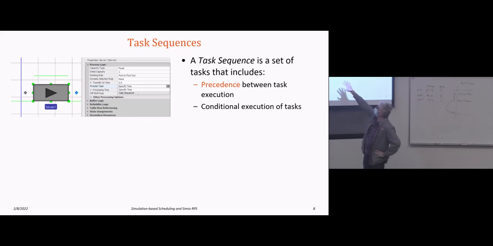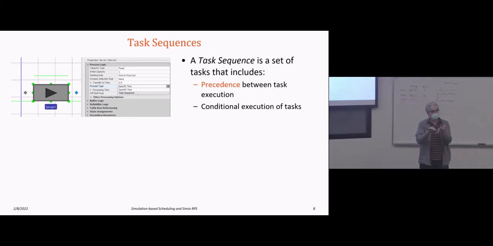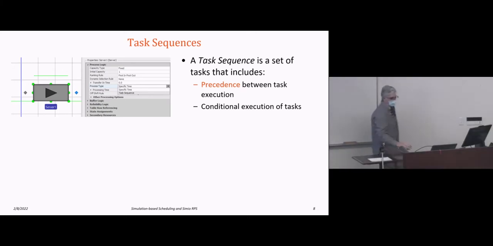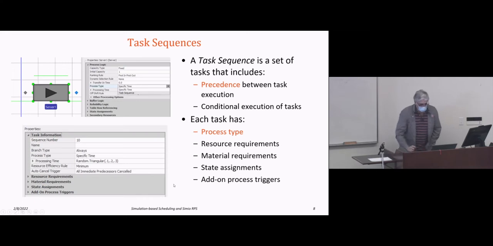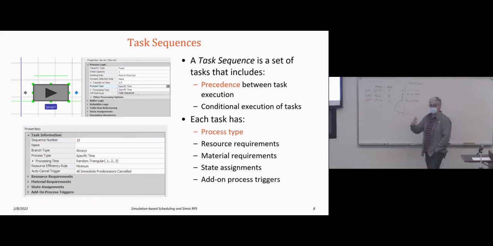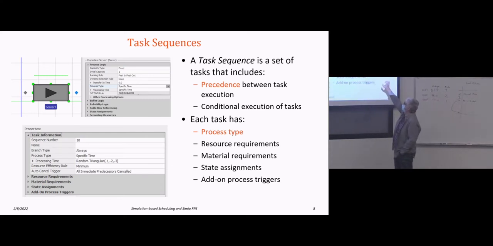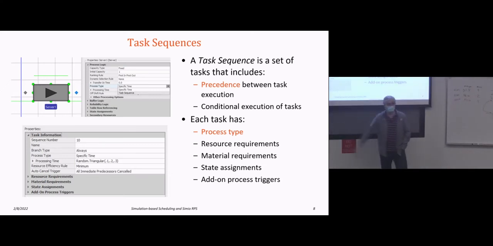Right? We've talked about specific time. So we would set the time random dot exponential dot something, or we would set it to a table reference where we either had a random value or we had a fixed value or something like that. But we were saying use this specific time. A task sequence is something different. A task sequence is I want to do multiple things. Okay? And so each one of the tasks, when you specify a task sequence, each specific task has a process type, has its own set of resource requirements, material requirements, state assignments, and add-on process triggers. So we see that here, and this is for each task. Okay?